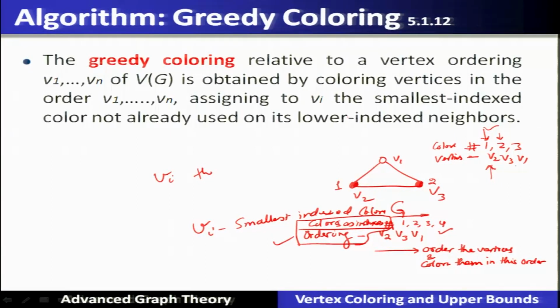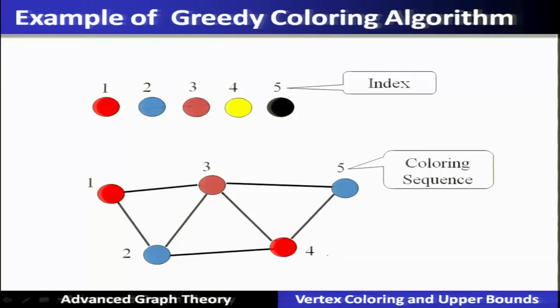As far as V1 is concerned, V1 is neighbor to V2 and V3, both are its neighbors. So, V2 and V3 have already used color number 1 and 2, that means the smallest index color which is not used by the neighbor is color number 3. So, this can be colored with 3. So, this particular coloring is called a greedy coloring. This particular graph is also explaining the greedy coloring algorithm.